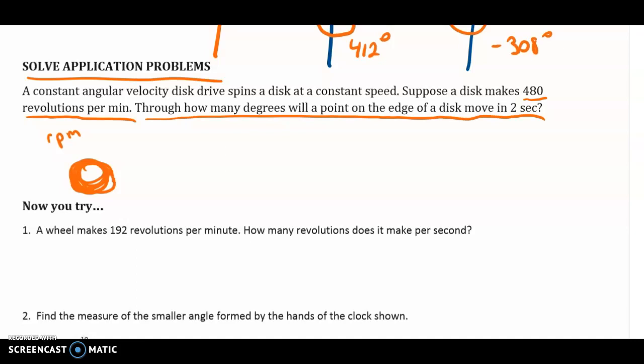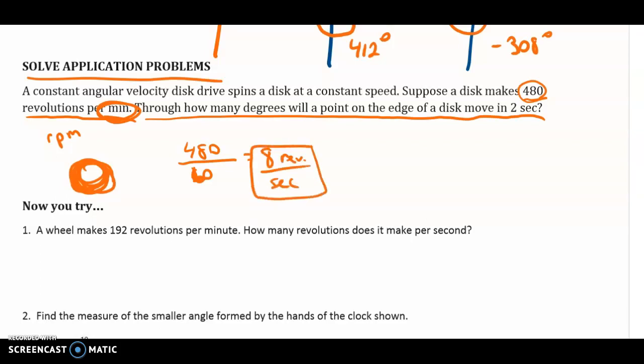So if it is going 480 revolutions in 1 minute, then I think the first thing I want to do is divide that by 60, and that's going to get it in 1 second. So think about this. There's 480 in 1 minute, so I'm going to divide that by 60, and that's going to give me how many revolutions in 1 second. Okay, so that's going to give me 8 revolutions every second, and we're dealing with 2 seconds. So I'm going to go ahead and multiply that by 2. So I'm talking about 16 revolutions in 2 seconds.